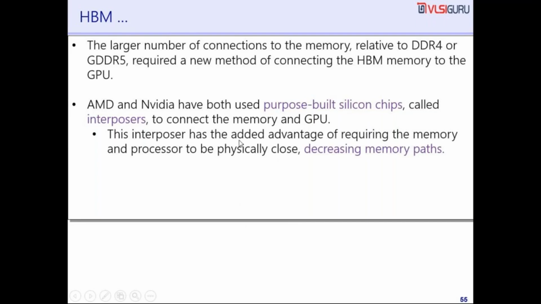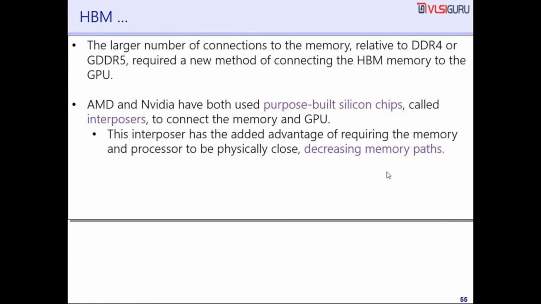This interposer has an added advantage of requiring memory and processor to be physically close, because the interposer cannot be too wide, so it is limited in size, because as you increase the size, it adds to the cost of the fabrication. So hence they need to limit that. Because of that, it becomes an advantage, because memories and processor automatically become physically closer, which decreases the memory path, and which essentially reduces the latency, which also essentially reduces the power consumption.